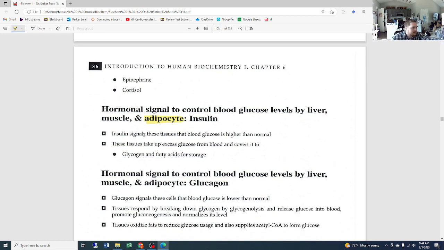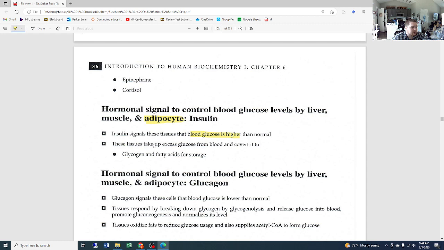Insulin signals these tissues that blood glucose is higher than normal. So insulin is going to be released, remember, from those beta cells of the pancreas, and is going to travel through the blood and tell the liver, the muscles, and the adipocytes, hey, blood glucose is higher than it should be. Blood glucose is a little too high.